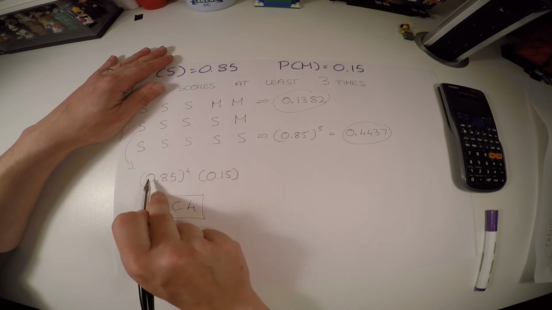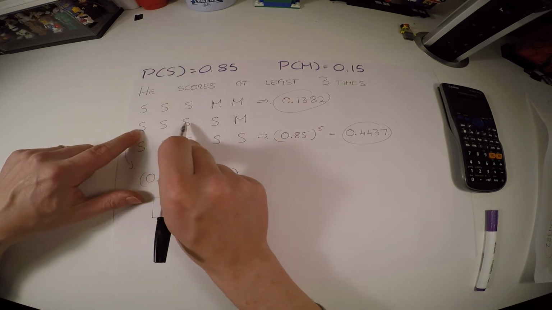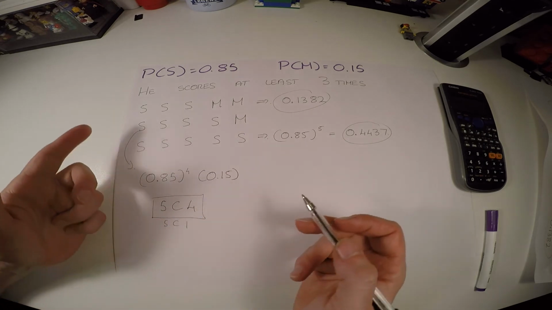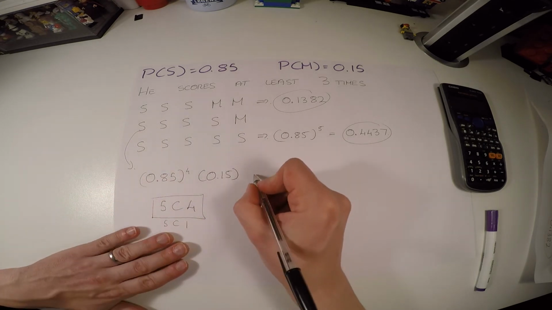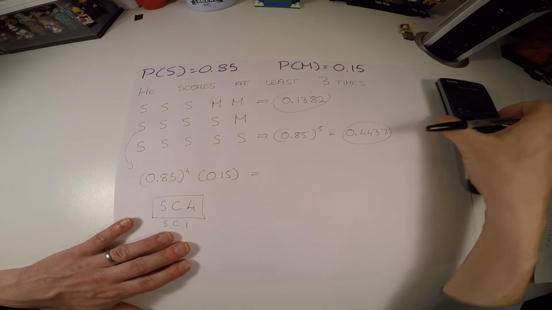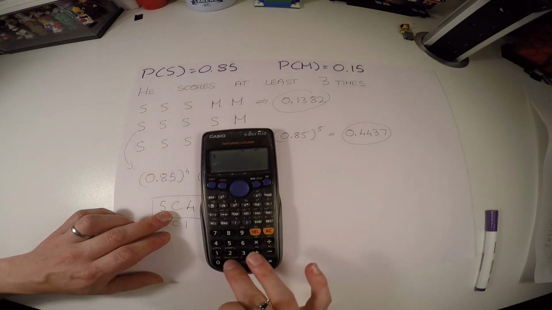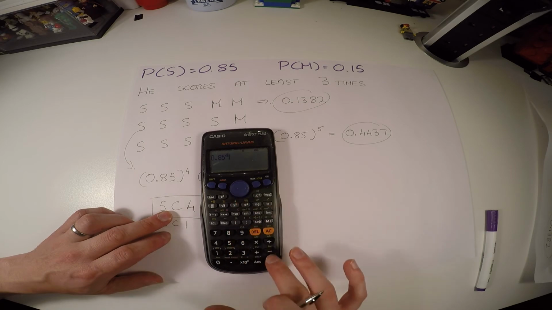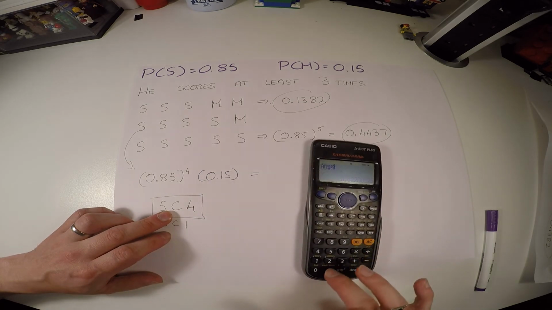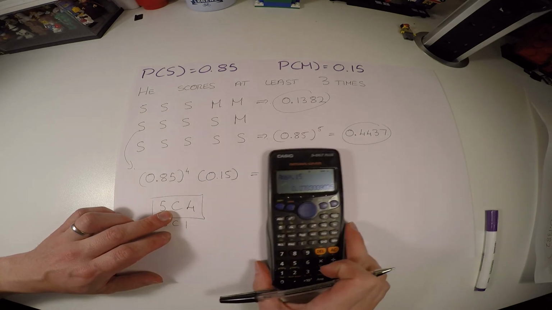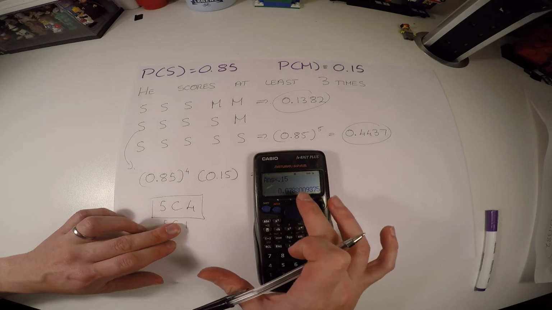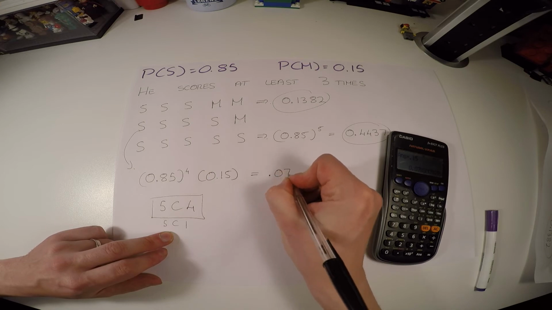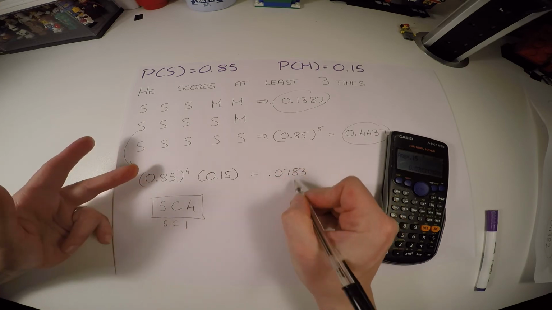So we have this 0.85 for the 4 scores and 0.15 for the miss, and we know it's going to be 5 choose 4 amounts of those if you want combinations. So let's get this here first. So let's do 0.85 to the power of 4, and then multiply that by 0.15, and we get 0.0783. Okay, so let's write that, 0.0783.